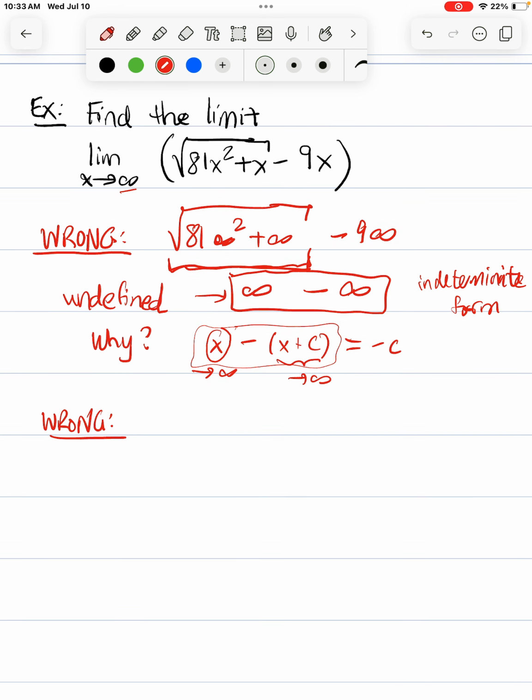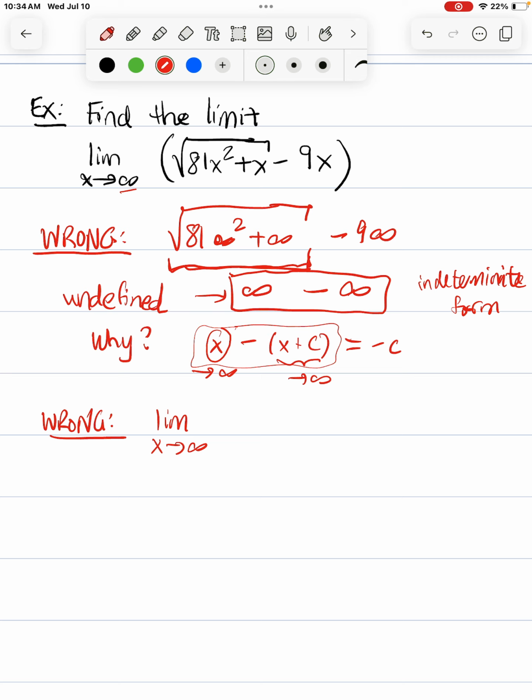Now this step is not so much the steps. So let's say that you do the thing where you pull out a power from the inside again, and this is something that we've done before. So let's rewrite this expression that we're trying to evaluate. This square root of 81x squared plus x, let's factor out an x squared from the square root.